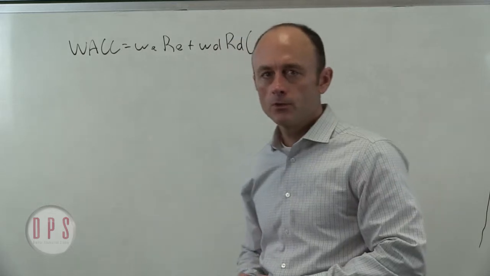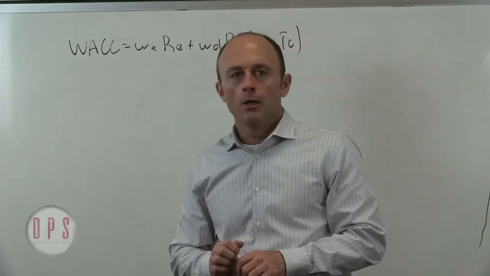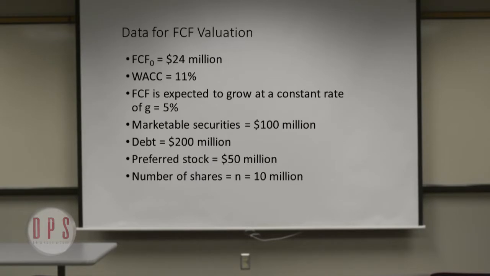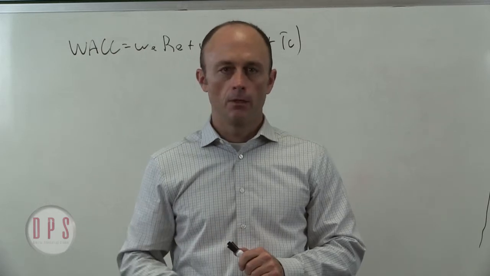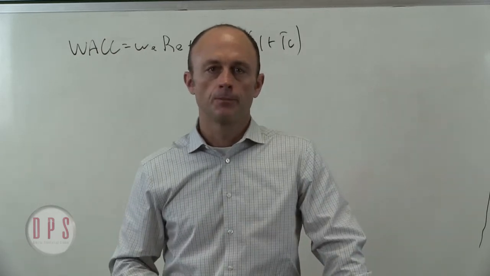So this is the data we're going to use for the free cash flow valuation. Free cash flow at time t equals 0. In other words, the last time we did a cross-section of the company, they had $24 million in free cash flow. We're going to assume that this company has a weighted average cost of capital of 11%, and that their free cash flow grows each year by 5%, and that it will grow each year forever by 5%. This company will have $100 million in marketable securities, $200 million in debt, and they have preferred stock of $50 million, and there's a total of 10 million shares outstanding.